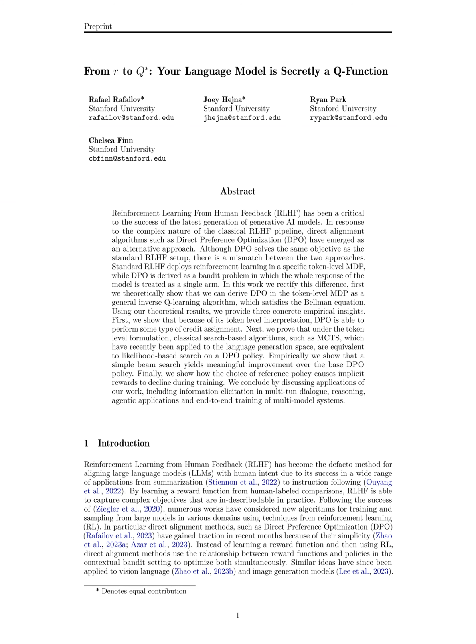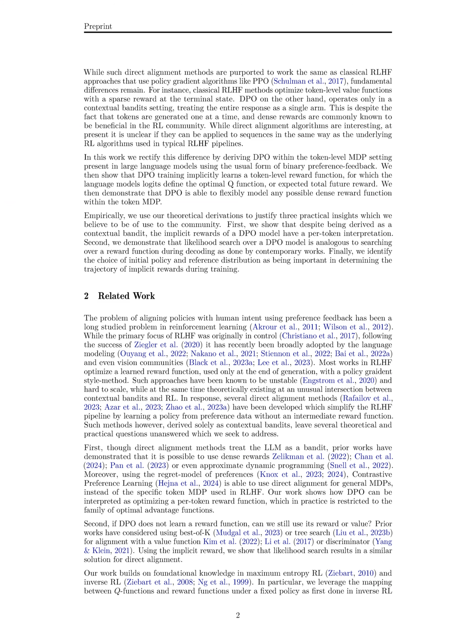The theoretical benefits highlighted in using direct preference optimization, DPO, over traditional reinforcement learning from human feedback, RLHF, methods for aligning policies with human intent using preference feedback include the ability of DPO to implicitly learn a token-level reward function within the token-level Markov decision process, MDP, setting present in large language models. DPO is shown to be able to flexibly model any possible dense reward function within the token MDP, providing a more versatile approach compared to traditional RLHF methods.